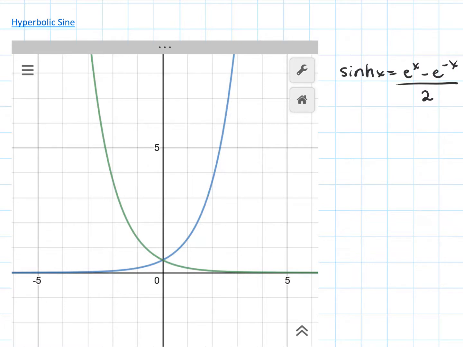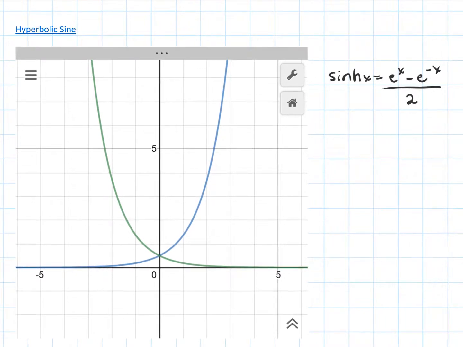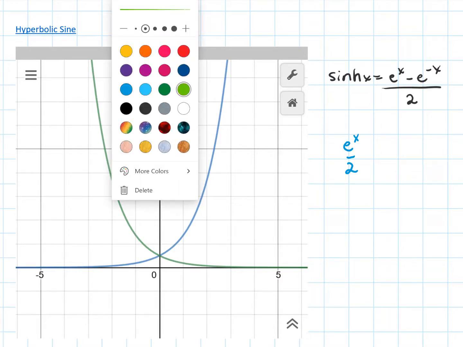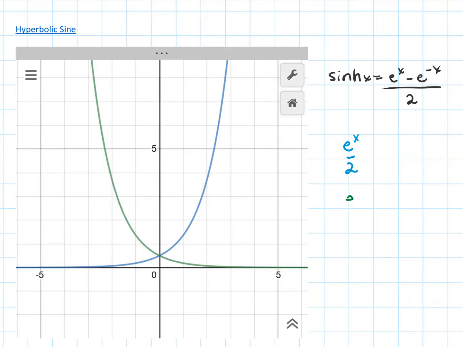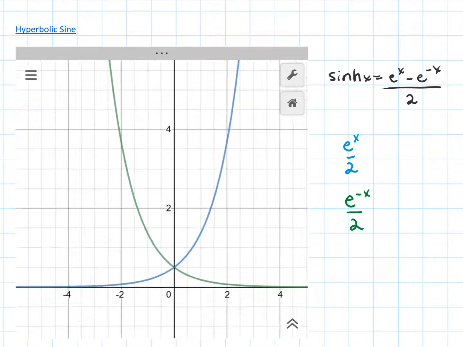So if we consider what each of these functions look like, in blue right here, I'm going to have graphed e to the x over 2. So in blue, you can see that exponential growth curve. And in green we have e to the negative x over 2. So those curves are graphed there. Let's zoom in a little bit here.